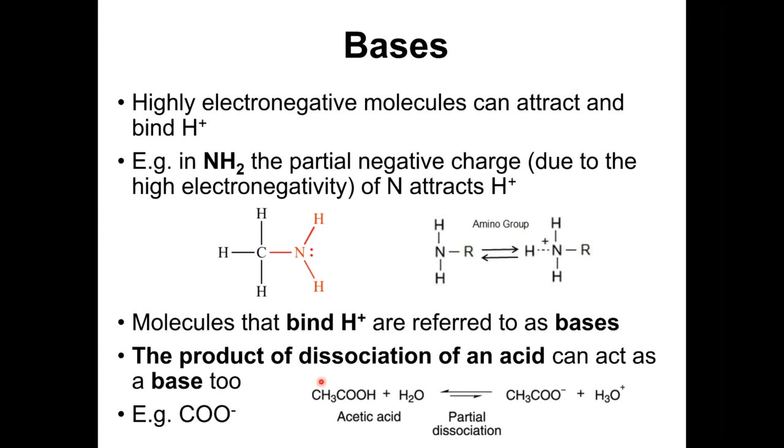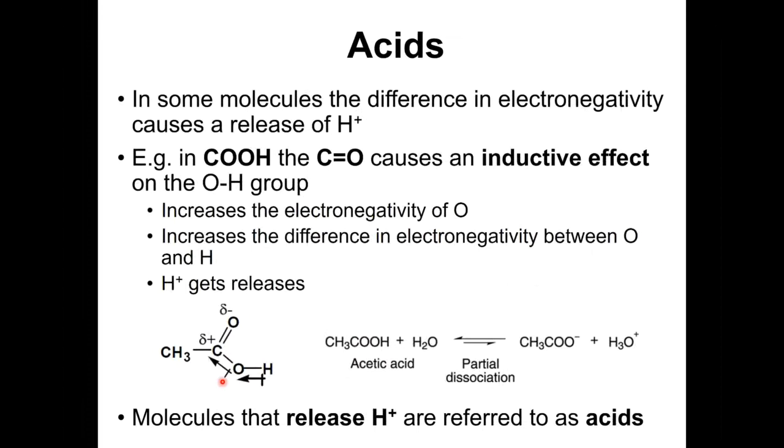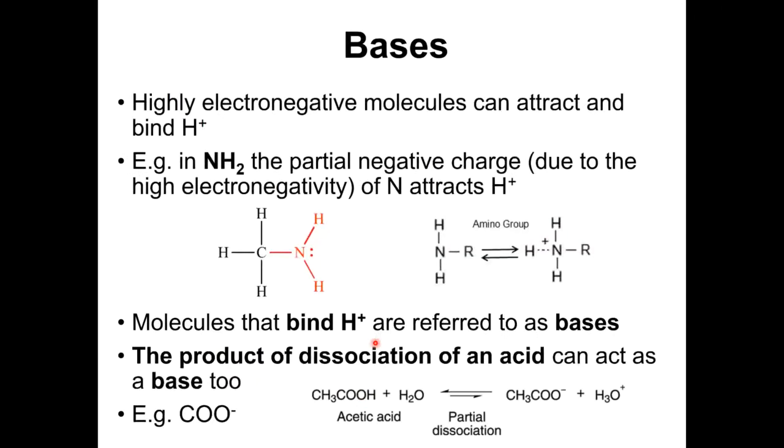Now, sometimes some bases are formed by the dissociation of an acid. For example, this acid here, acetic acid, has a carboxy group, exactly this molecule right here. When it breaks down, acetic acid releases the proton, which forms a hydrogen ion. At the same time, it's forming a molecule here that now, because of the negative charge, can bind protons, which is a base.